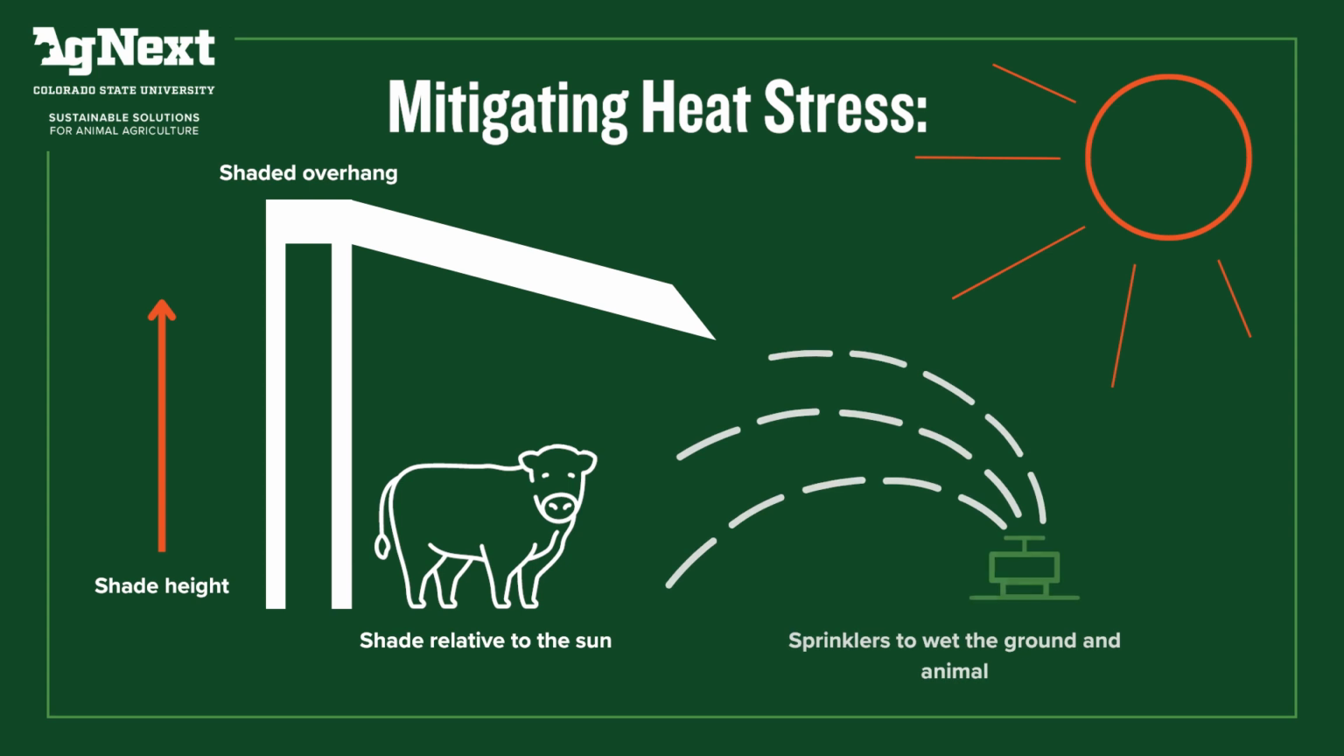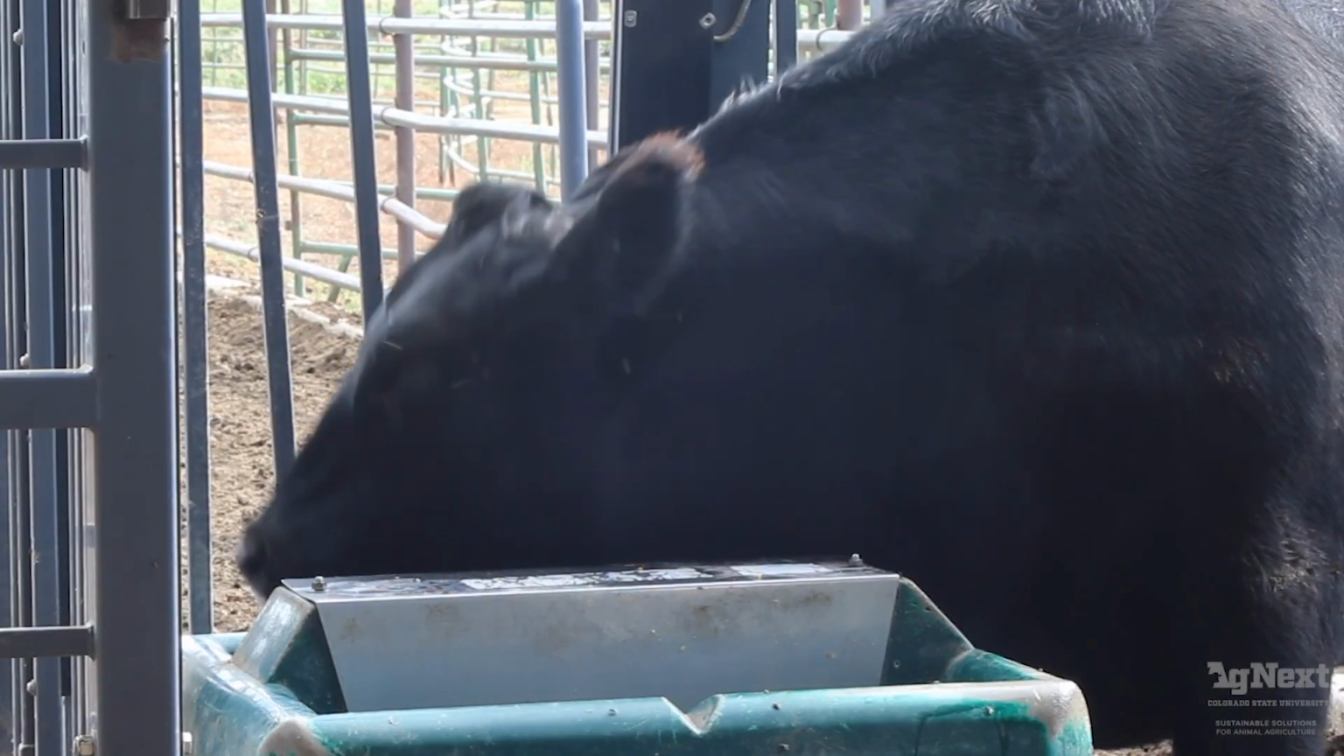Also, the use of sprinklers that can apply some water to the surface of the animal. It's important to wet the whole surface of the animal, not only the face, so that we could provide evaporation that also releases heat.